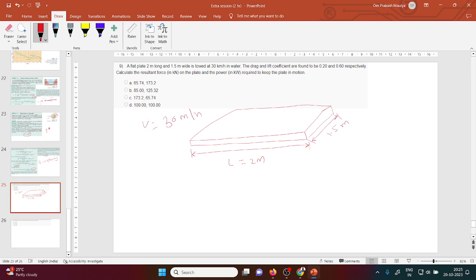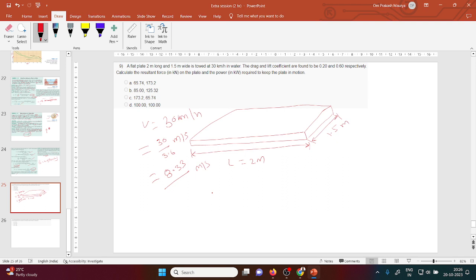30 kilometer per hour. So if you calculate in meter per second, 30 divided by 3.6 meter per second. How much? 30 divided by 3.6 is 8.33 meter per second. Right.